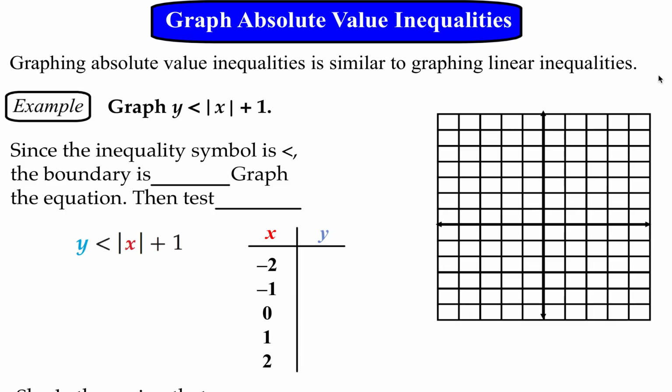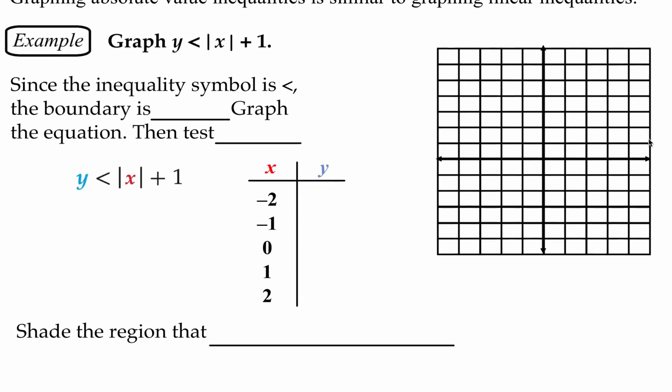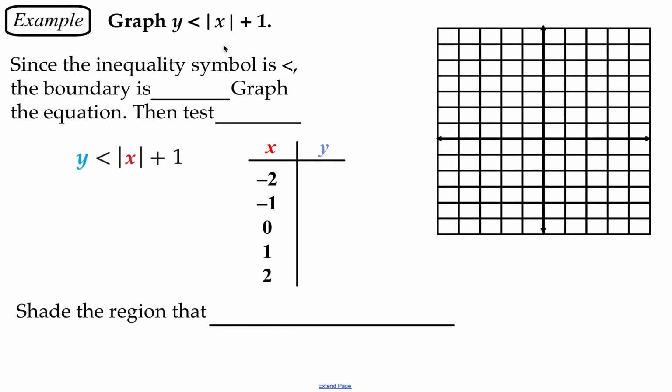Well, what does an absolute value inequality look like? It's very similar to graphing regular linear inequalities. So here's an example of an absolute value inequality. We're going to have a boundary that is dashed again, right? Because we have a less than sign. It's not equal to. We're going to test the same point, (0, 0).